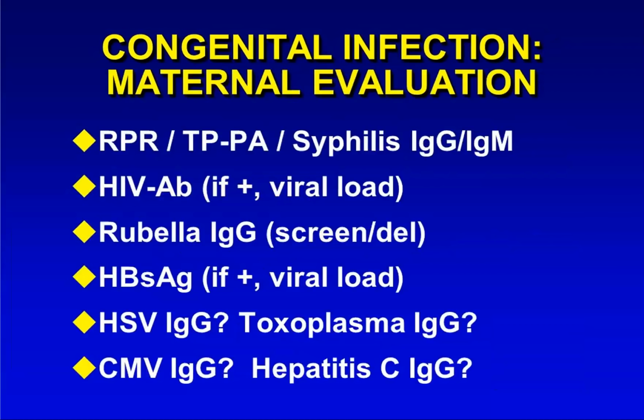So women are screened routinely for certain infections. That is, every mother in the United States should have at least one syphilis test done at the first prenatal visit. I'll discuss the syphilis testing a little bit more, but HIV is also done, rubella IgG is done, and hepatitis B surface antigen.